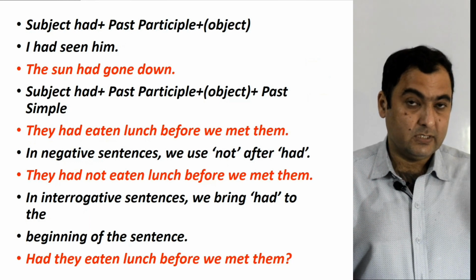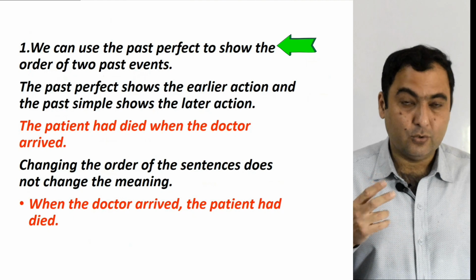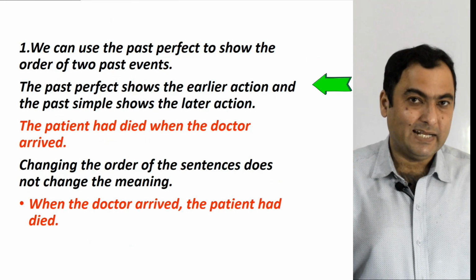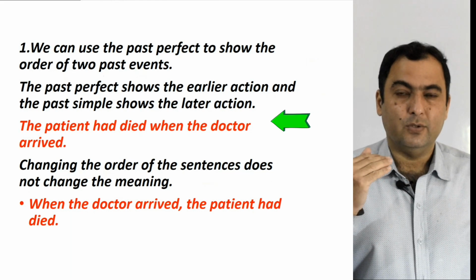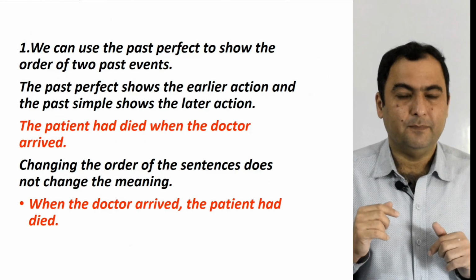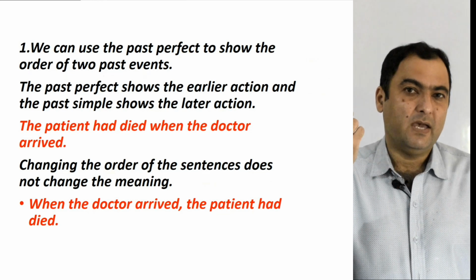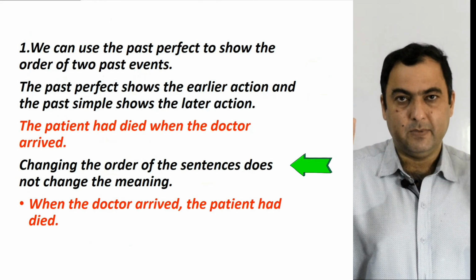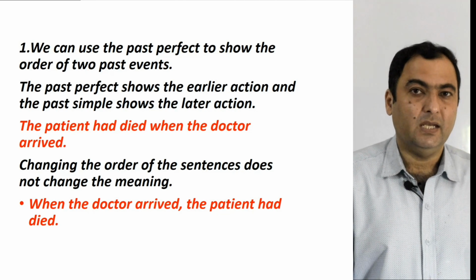Now let's look at the uses of this tense. Where do we use them? Let me tell you in more detail. We can use the past perfect tense to show the order of two events. The past perfect shows the earlier action and the past simple shows the action which happened later. For example, the patient had died when the doctor arrived. So the doctor arrived, but before the doctor arrived, the patient had already died. So two actions happened. Which one happened first and which one later? The action which happened first is in the past perfect tense and the second one is in the past simple tense. And remember, if we change the order, no problem, the meaning stays the same. When the doctor arrived, the patient had already died. So you see it's the same meaning.